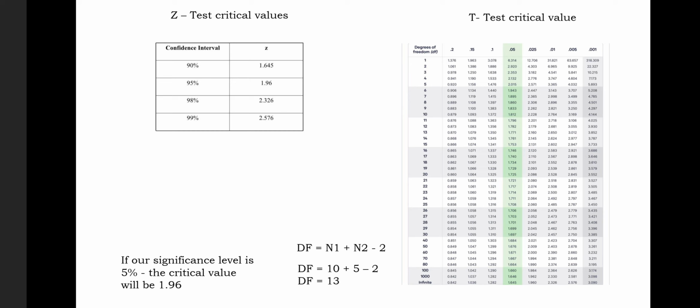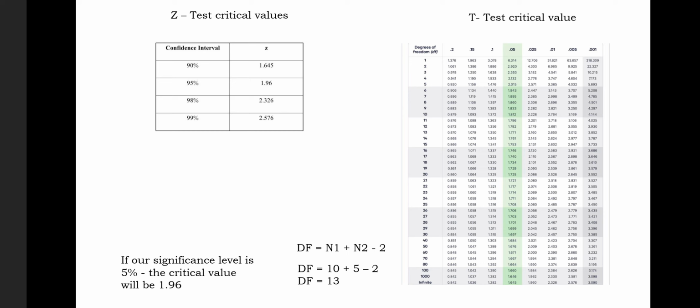It means if you see the table at 13, and compare it with your 5%, it's a table of the 5% significance level. So if you compare it at the 5% significance level, you will see that at 13, the critical value will be 1.771. So this is how we can find the critical value in a T test.